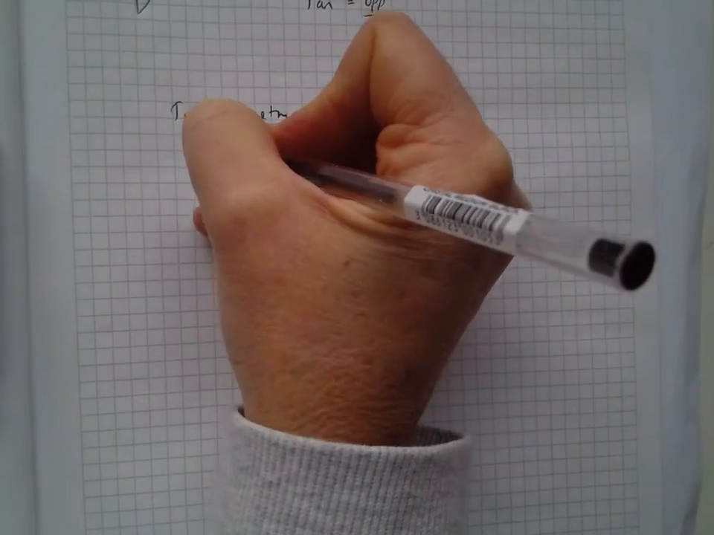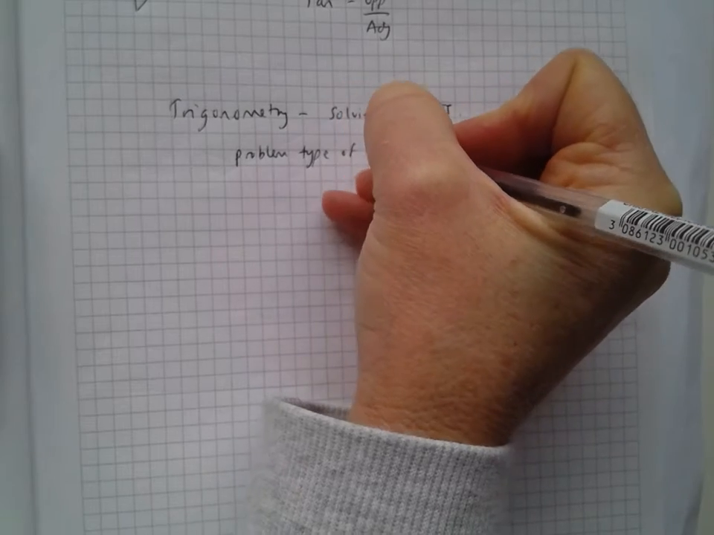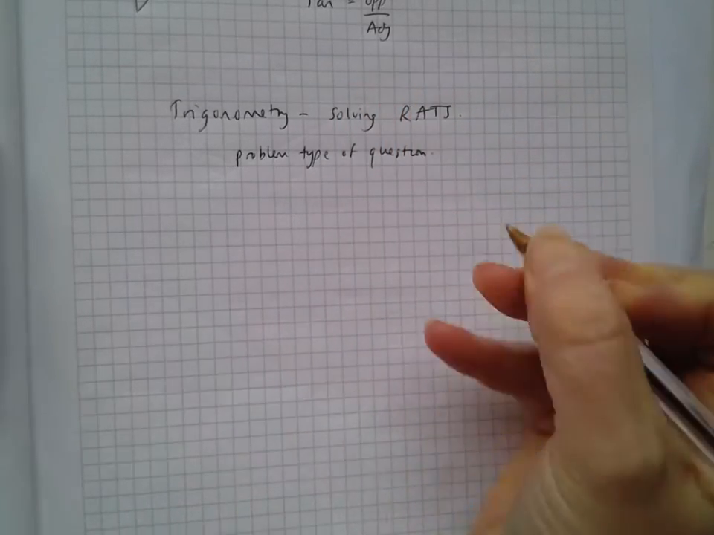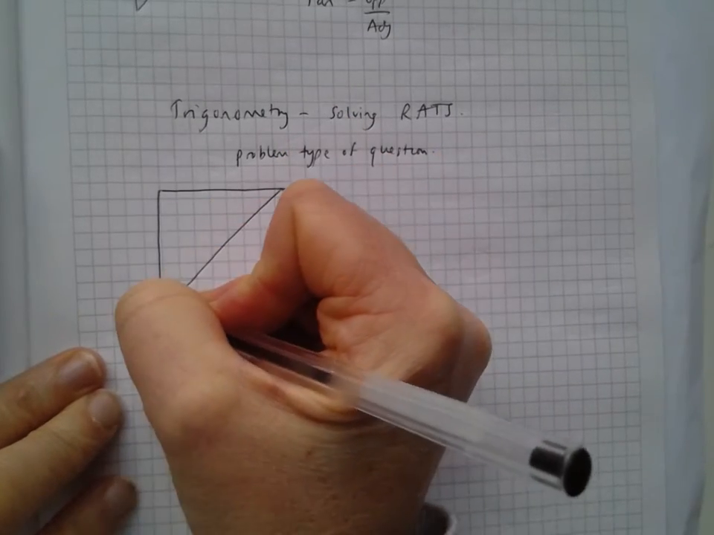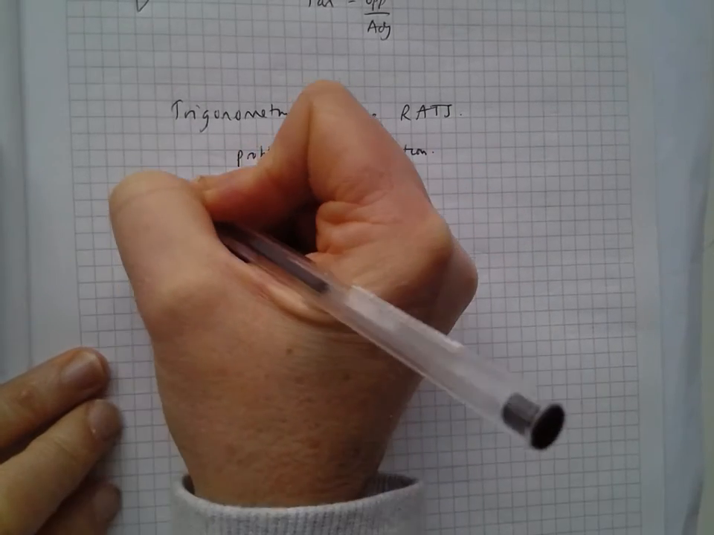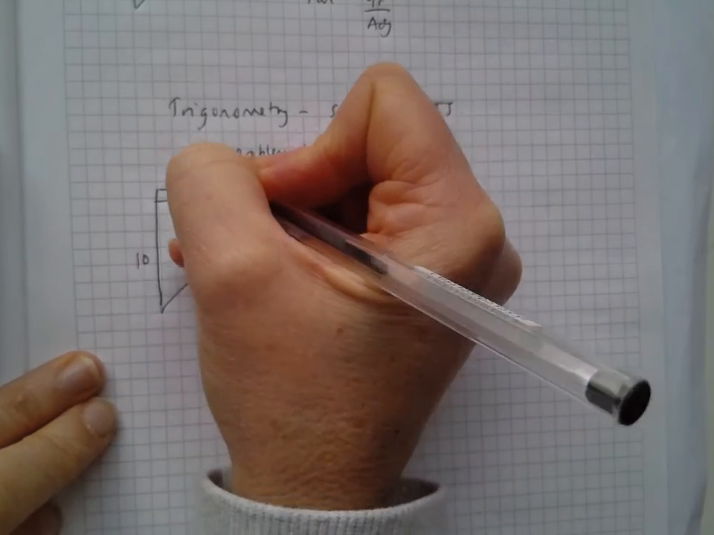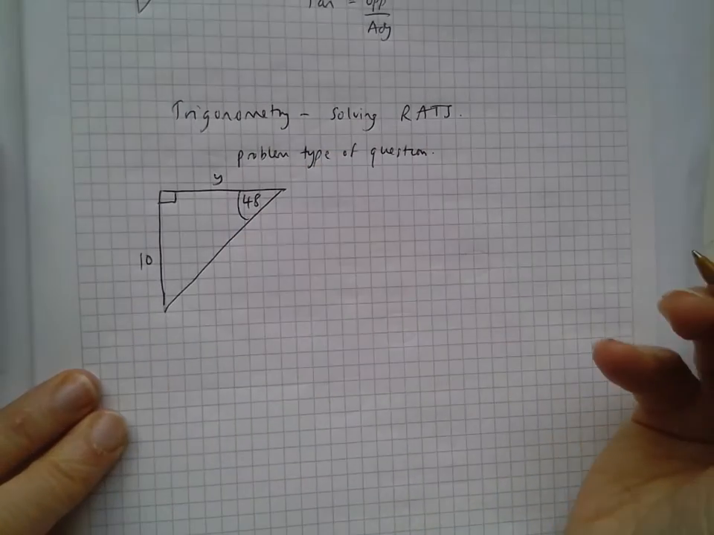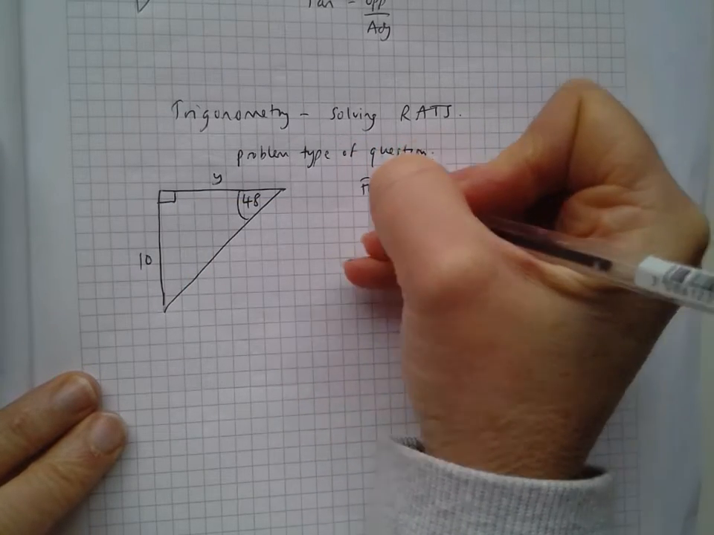we're just going to talk about a problem type of question and we'll see why it's a problem in a moment. Okay, so here's my example. Here's my triangle. We've got 10, we've got a right angle, we have 48 degrees, and we have y. Okay, so we're being asked to find y, so we're finding a side.